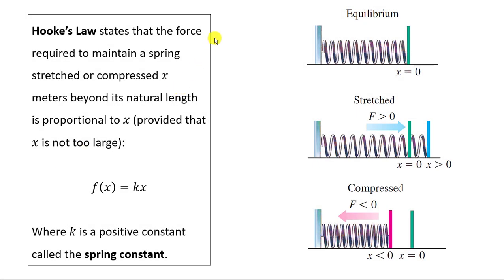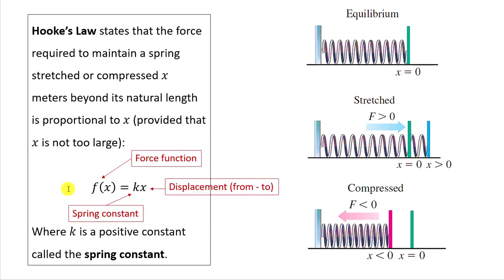So Hooke's law states that the force required to maintain a spring stretched or compressed x meters beyond its natural length is proportional to x, provided that x is not too large. And here's the force function, so f of x equals k times x, where k is the positive constant called the spring constant. Let's try to understand what all this means.